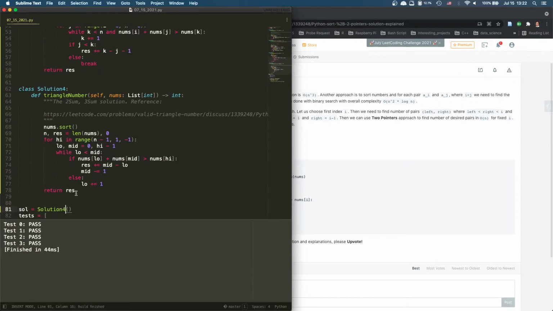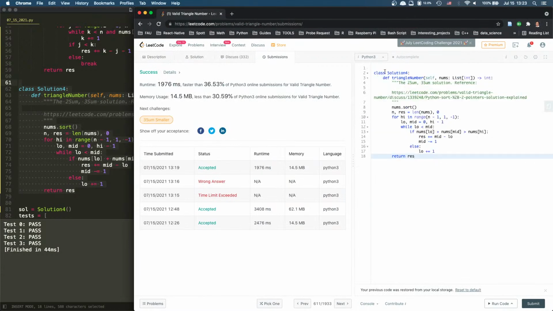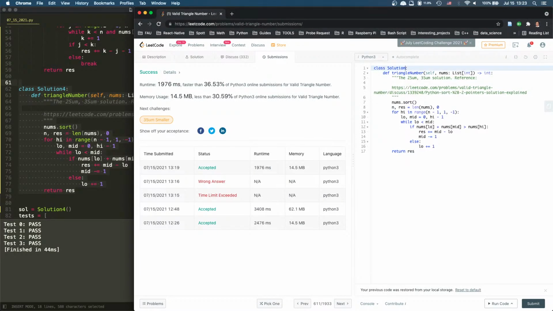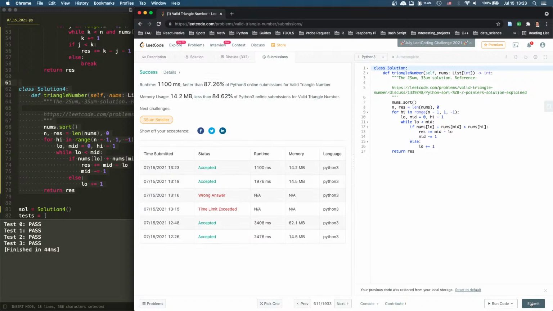I'll pass. I like solution 4. I like the official solution for two-sum, three-sum. I hope I can remember this in the future when I do the two-sum, three-sum problem. I did three-sum or two-sum already. Wow, this is faster. Very good. That's very good. I like this one.